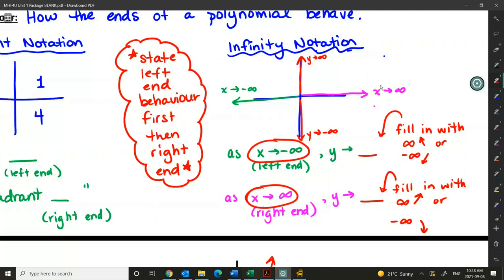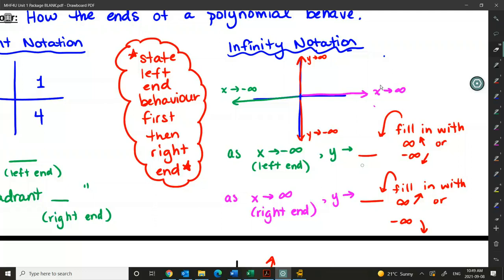Does it go up on the right side? Does it go down on the right side? Does the left side go down? Whatever, right? It might be different based on what your graph is. So let's try it with, I'm going to erase these. Let's try it with y equals x cubed below.